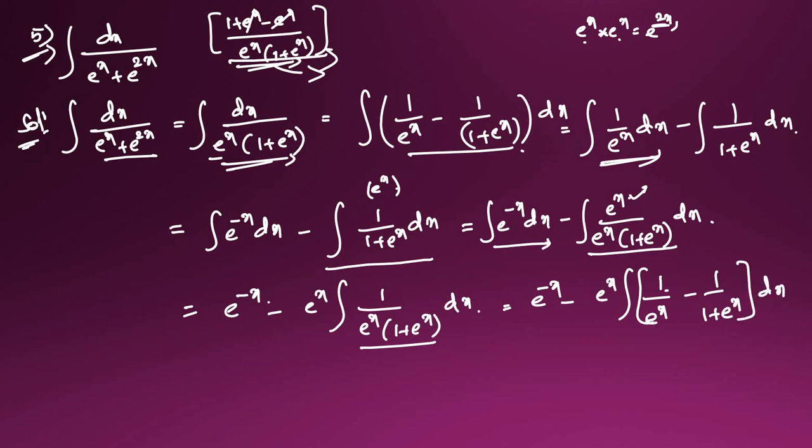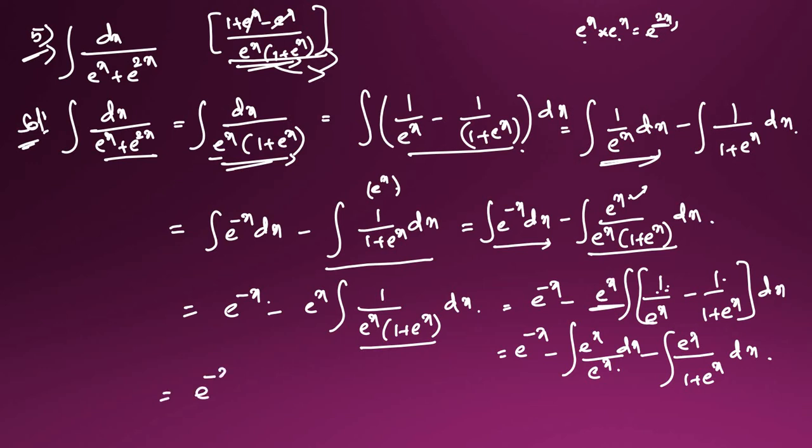So I will multiply this by e power of minus x. Integral e power of x divided by e power of x will come. I'm multiplying this with these ones. Here e power of x divided by integral 1 plus e power of x dx will come. So the answer I'm writing here: e power of minus x will come, so this will get cancelled and it will become 1.